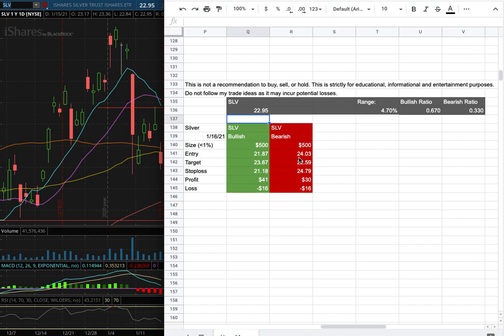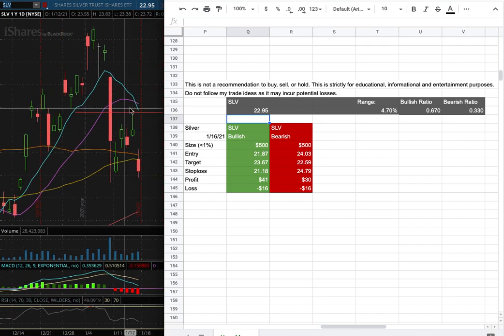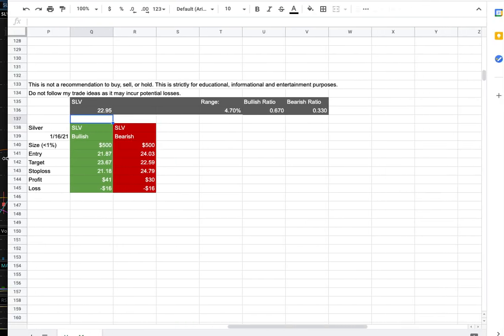On the other hand, if I were to open a short position, my entry is at $24.03, and that is this range here, which coincides with the 9-day moving average and the highs back on January 14th. My sell target for it is at $22.59, and my stop loss is at $24.79. So whichever entry price were to hit first, that'll be my position of the week.